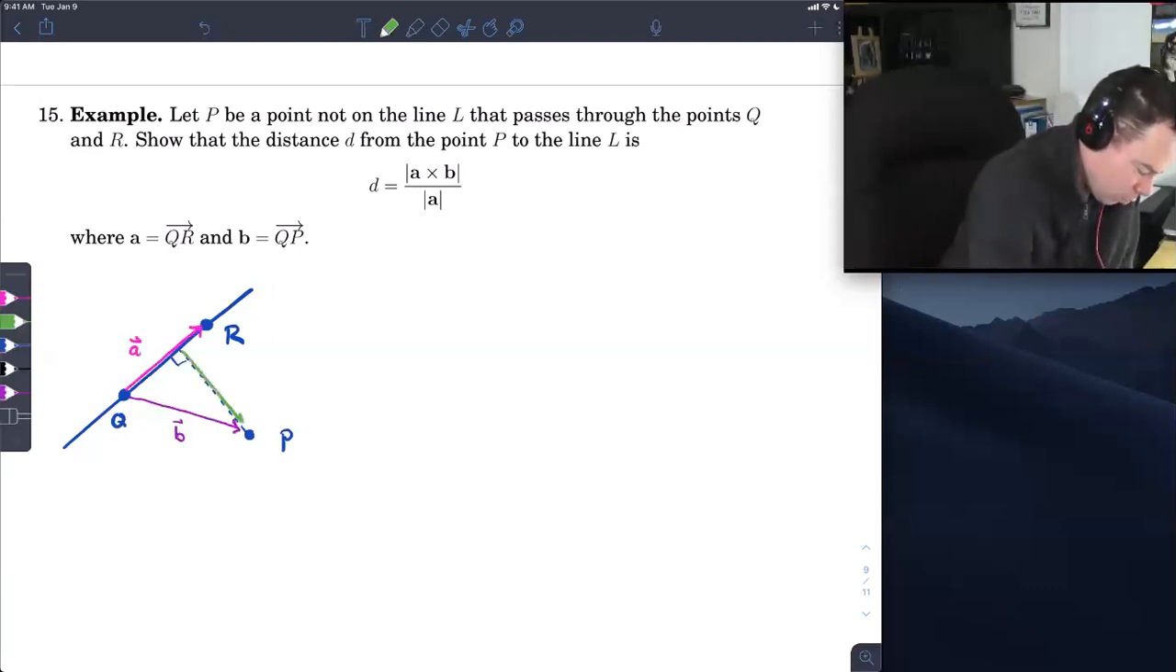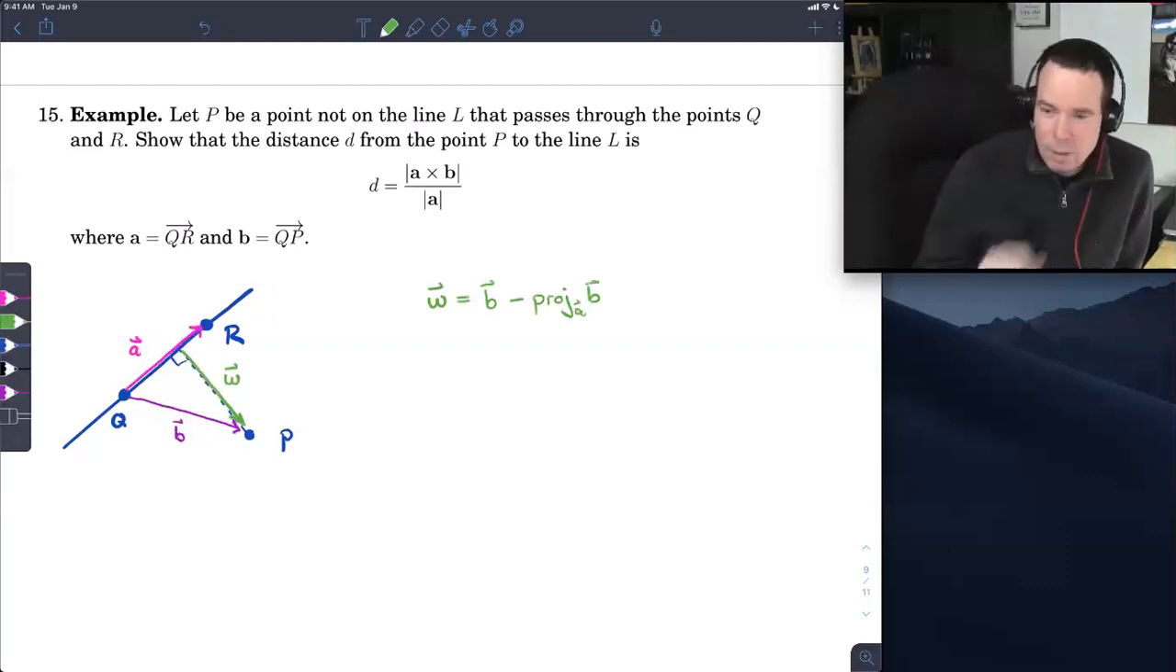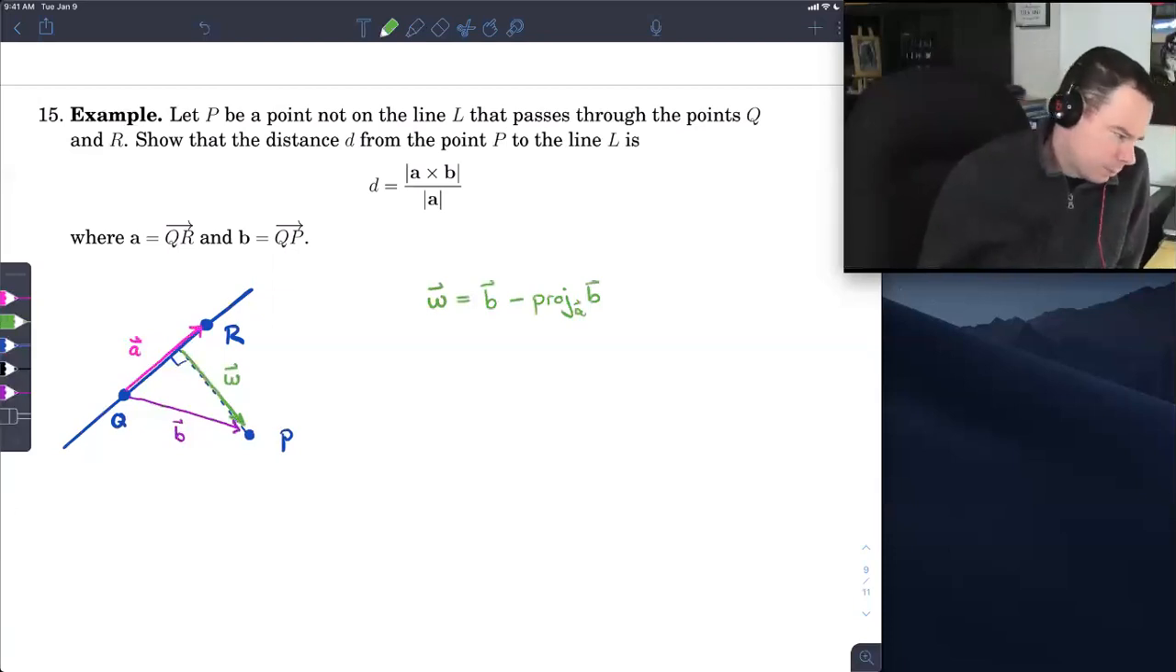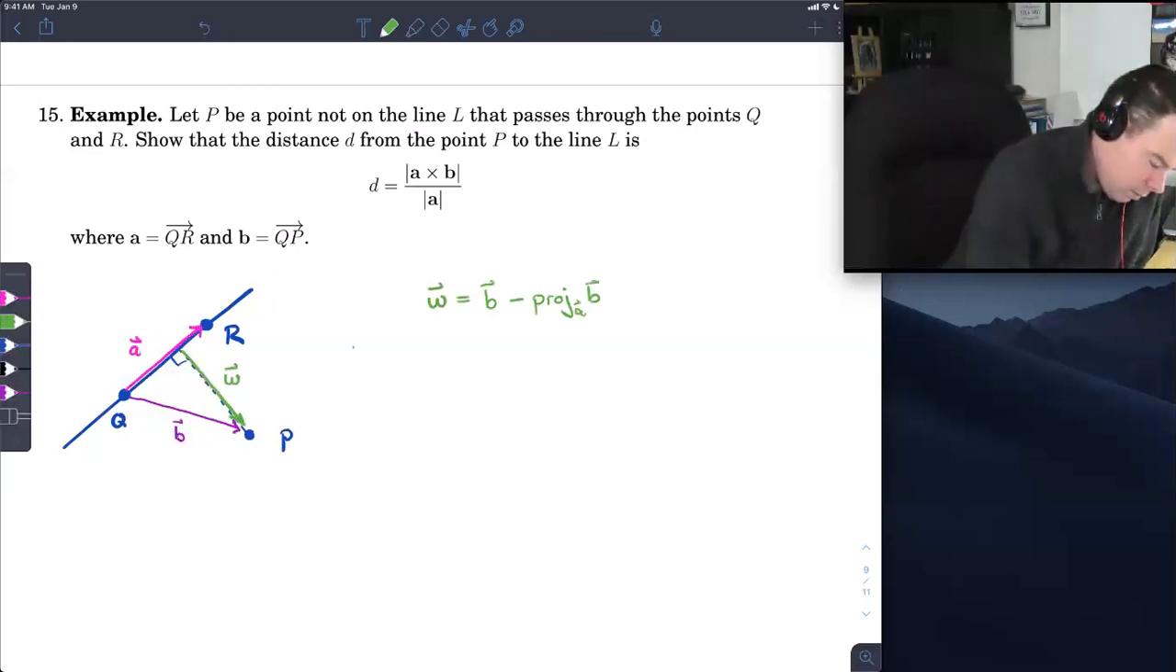That is going to allow me to compute the distance, because now I can construct this vector, which maybe I'll call W. W is just going to be the vector B minus the projection of the vector B onto A. So whatever the vector B was, we can always compute W, because the vector is obtained by taking this difference in this way. Okay, so now we want to compute the length of W, the magnitude of W.